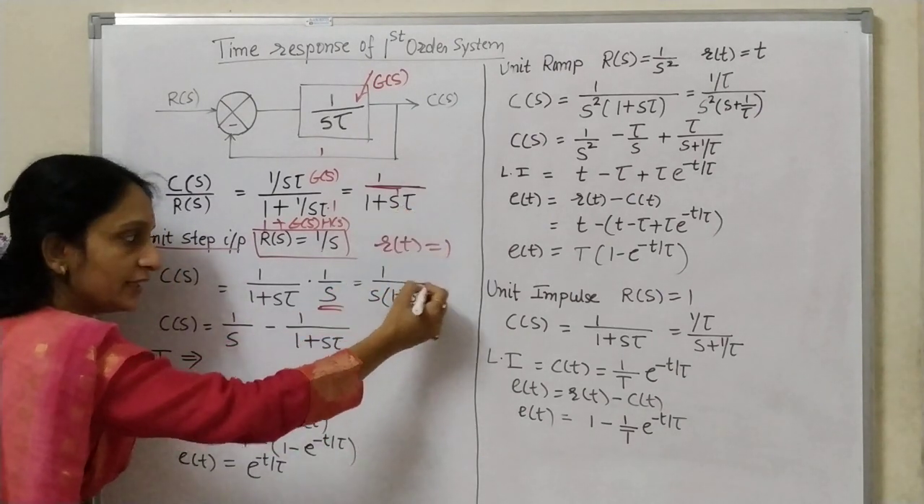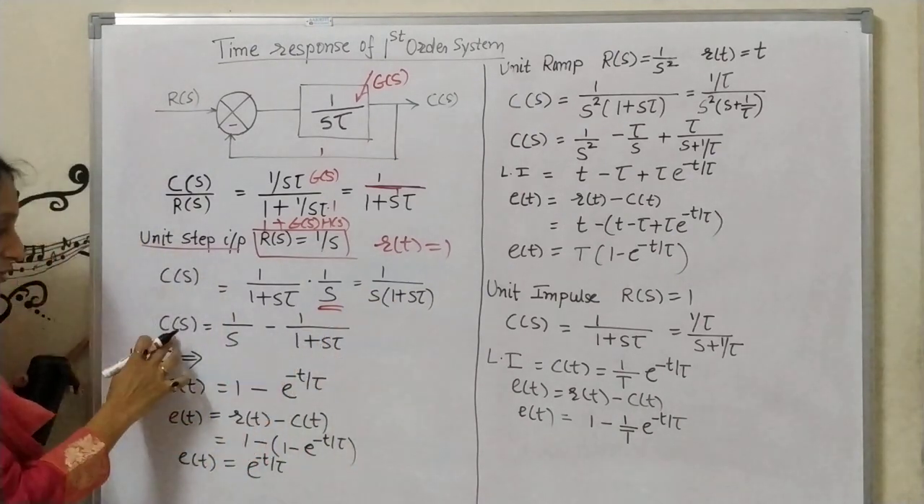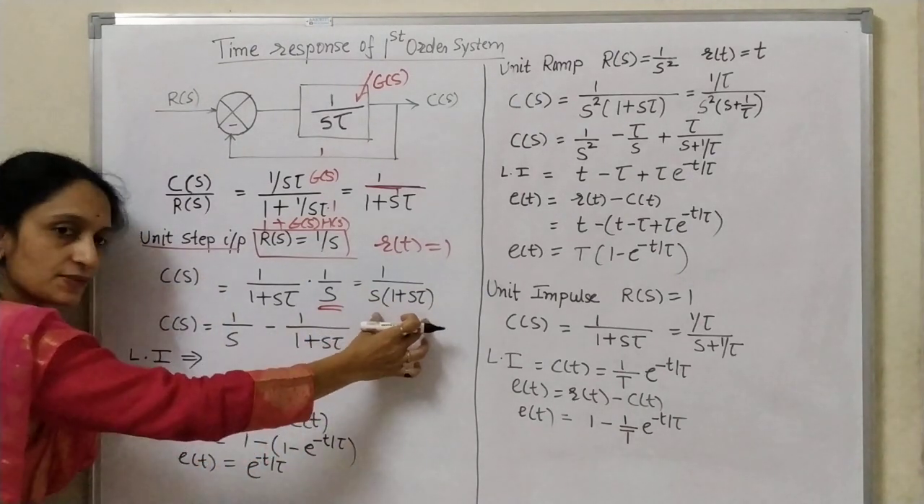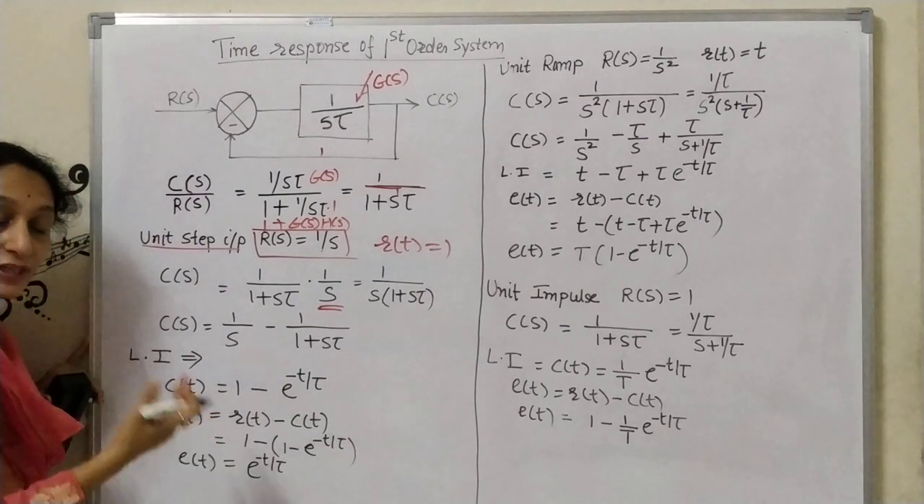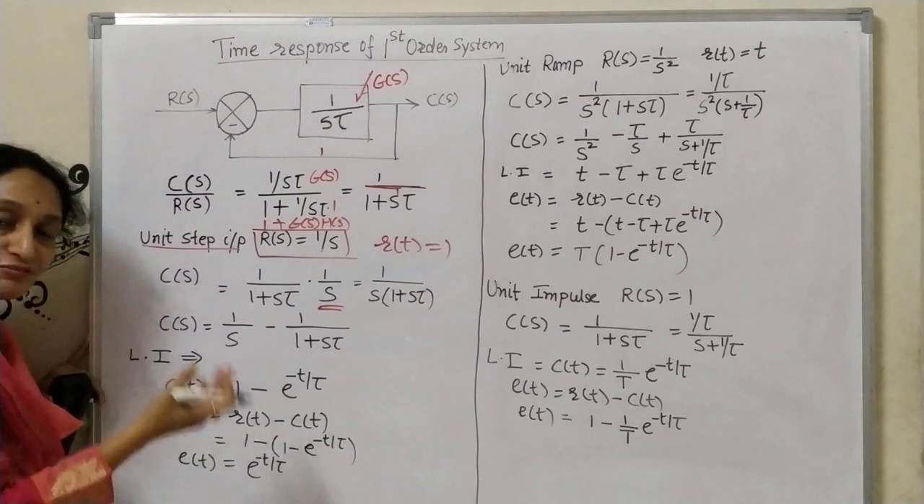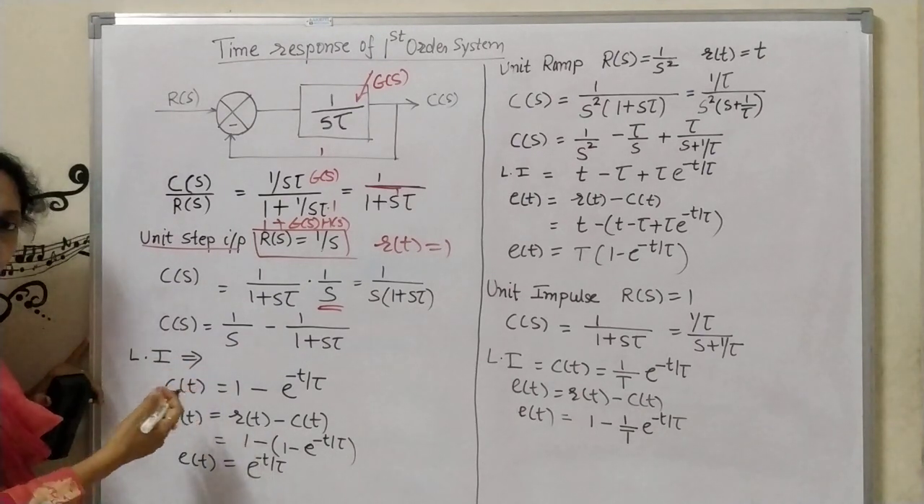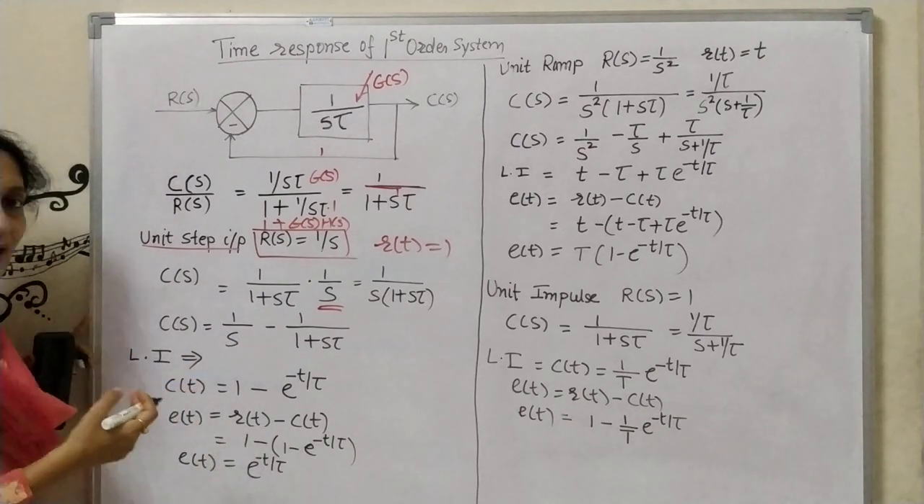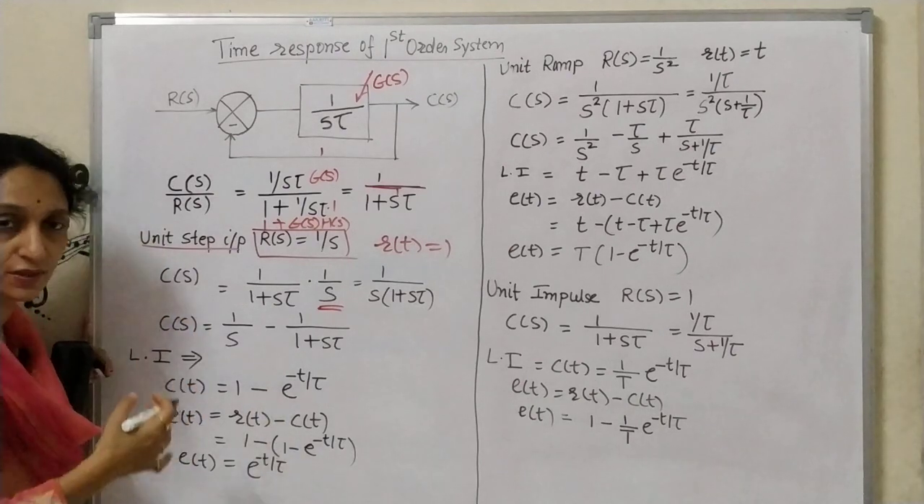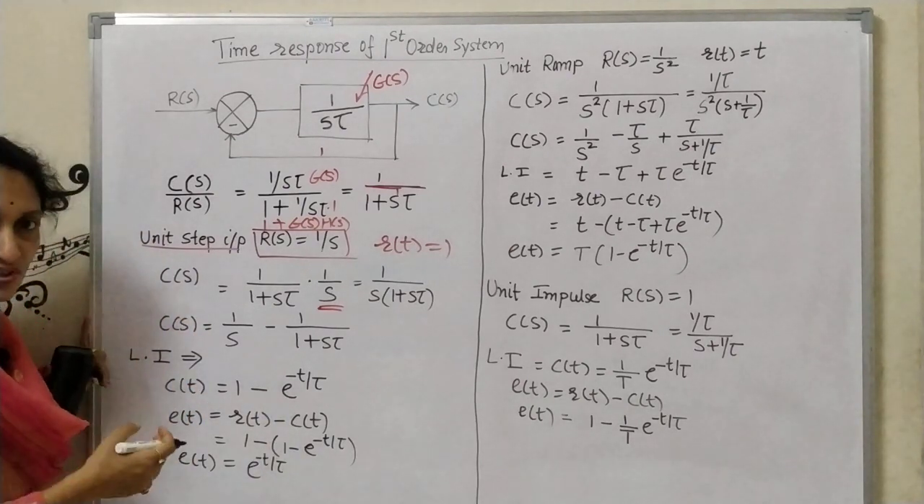Only I have multiplied it with R of s. Okay. So see, I have this transfer function. What I have to calculate? I have to calculate C of t. For that I need to take Laplace inverse. Okay. So you know that for calculating Laplace inverse, this transfer function should be arranged in partial fraction form.